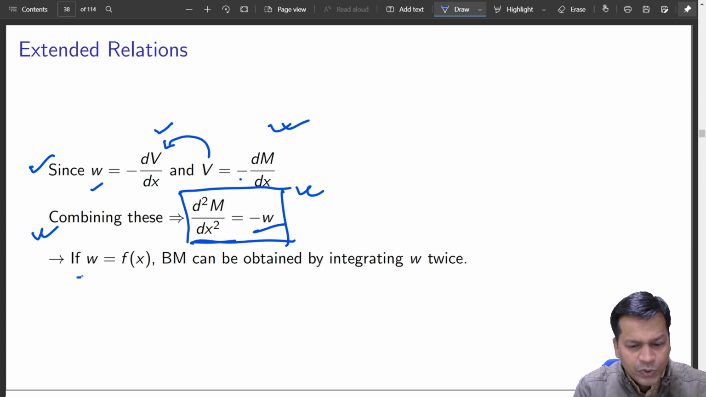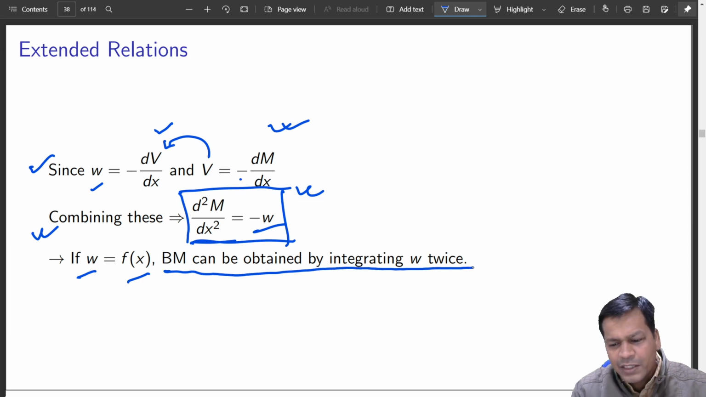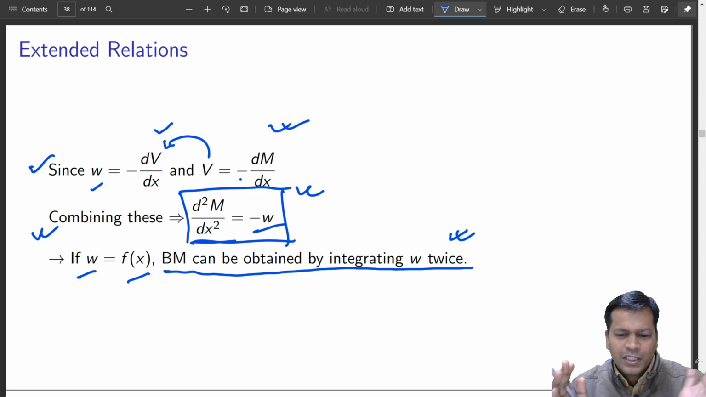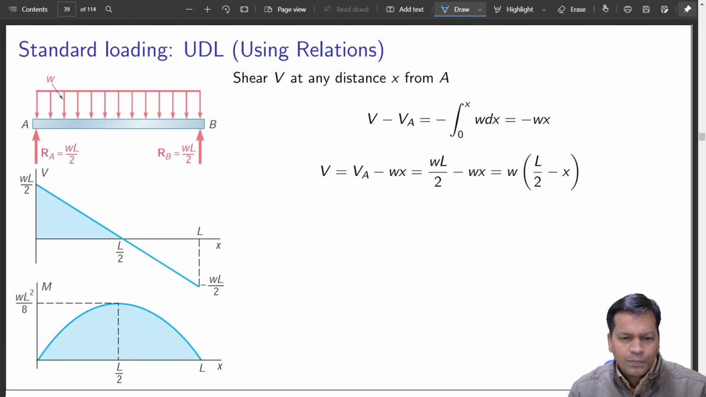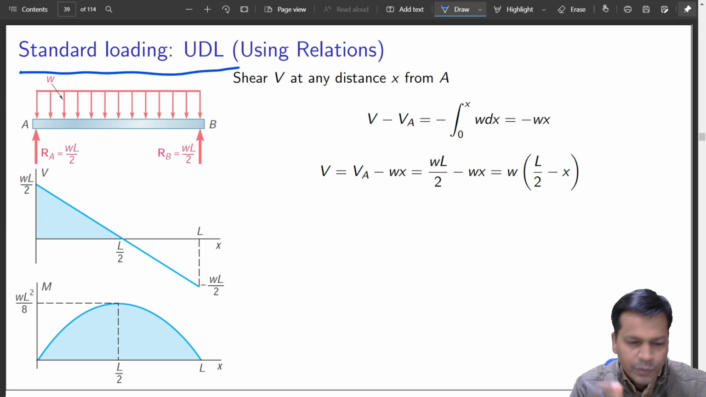So if w is equal to f(x), the bending moment can be obtained by integrating w twice between the span, with one of the ends giving the starting value. Let us use this to derive a few results. Now I'll come to uniformly distributed load. Somebody pointed out we didn't do this, so let us do it using standard loading.